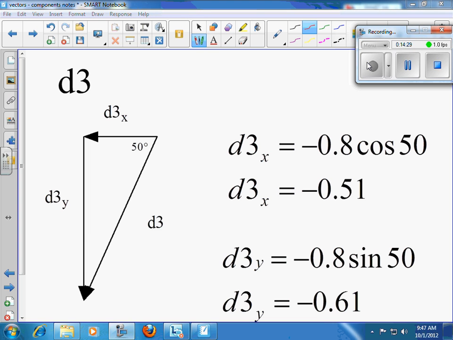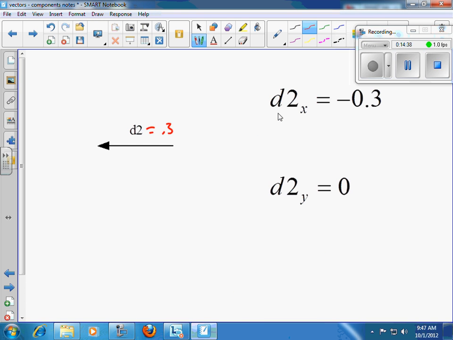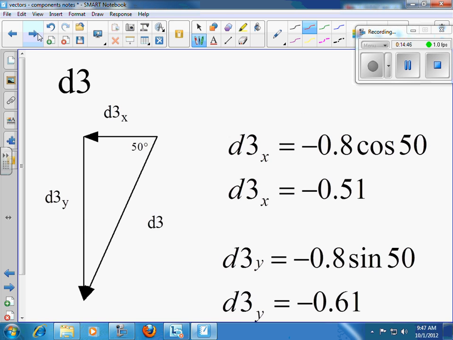The third vector is down and to the left. I forgot to mention, did you notice that D2x is actually equal to minus 0.3? Why is it minus? Because it's to the left. That's important. Now D3 is equal to 0.8 kilometers.